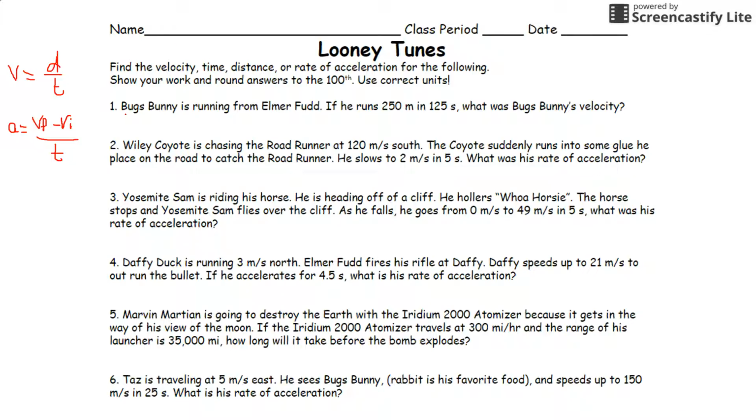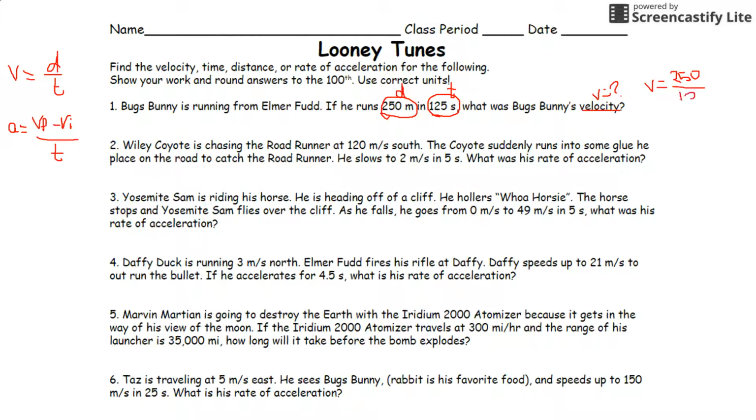Let's look at question 1. Bugs Bunny is running from Elmer Fudd. If he runs 250 meters, that's a distance, in 125 seconds, that's a time. What was Bugs Bunny's velocity? All right, I want to find V, so I'm going to use this older familiar formula. Velocity equals distance over time. Distance is 250.